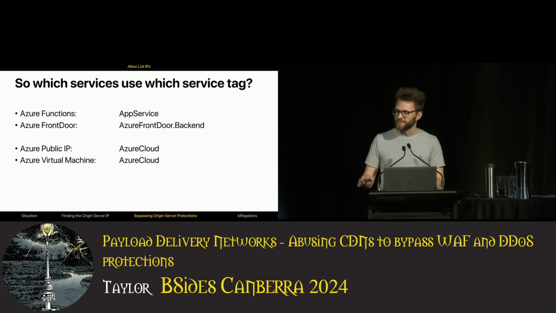A couple of examples of some of the services we might want to have tried: Azure Functions, kind of similar to Workers, or we have Azure VMs as well. But you can see they have different service tags compared to the Front Door backend. So you really should be restricting on the IP list that is only associated with Front Door and has that service tag.